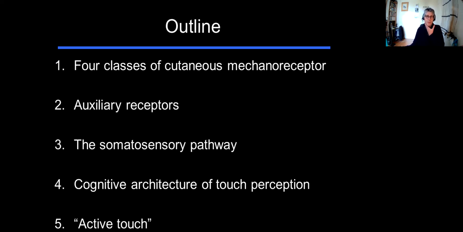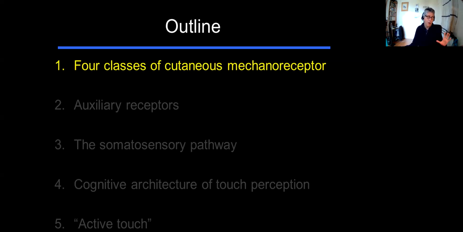And I'm going to try to do the following 5 things. I'm going to talk about the different classes of cutaneous mechanoreceptors. That just means the specialized cells in the skin that turn mechanical energy into electrical impulses in neurons. I'm going to talk about some other receptors which are relevant for touch. I'm going to talk about how the signals from those receptors reach the brain through the somatosensory pathway. I'm going to talk about how our mind or our brain produces our perception of touch from those inputs. And then I'll talk a bit about active touch.